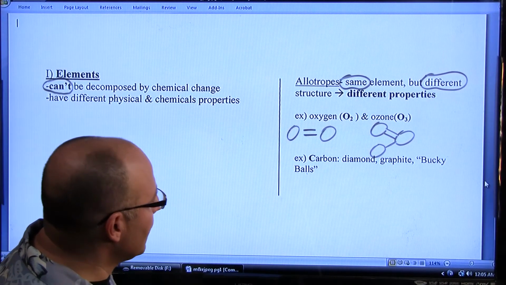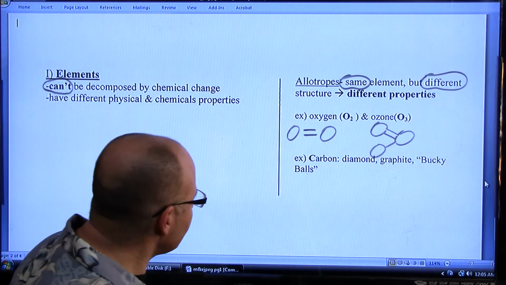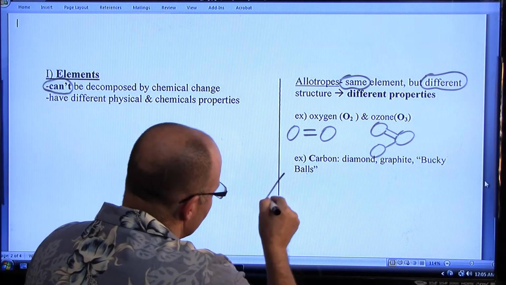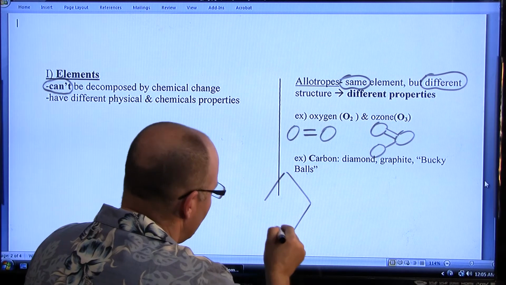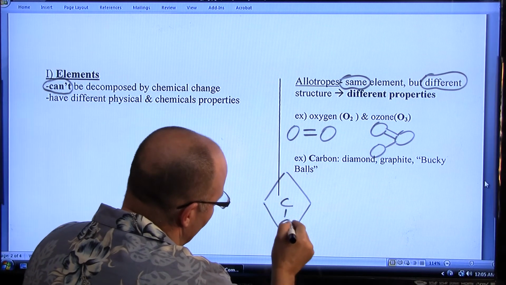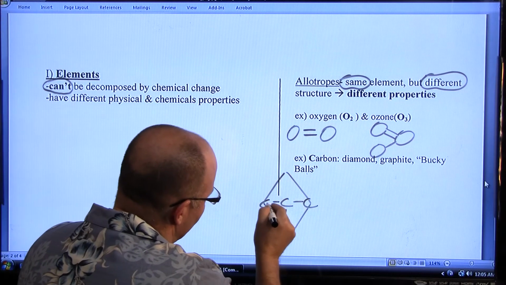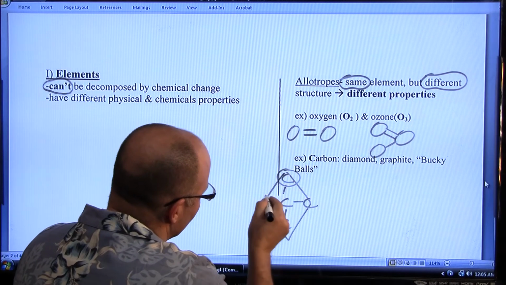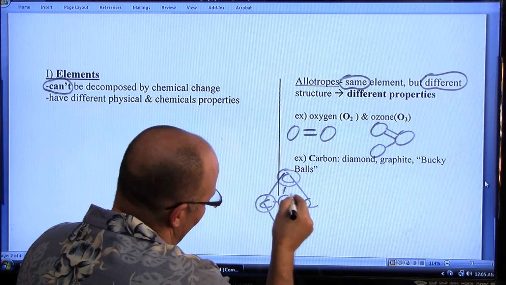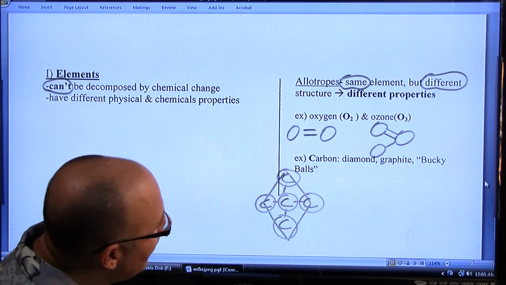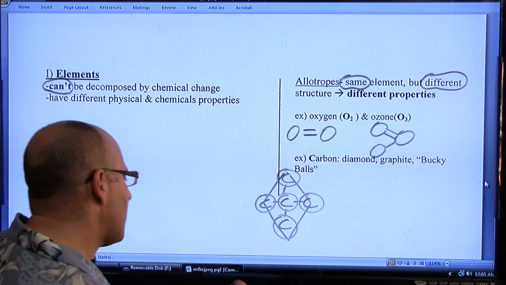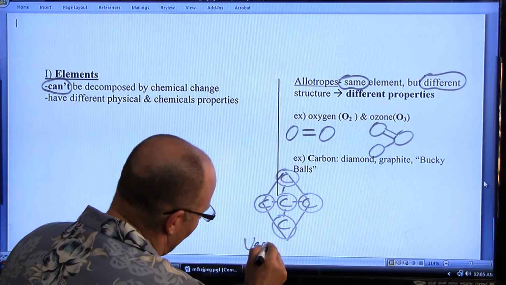And then more commonly tested are the allotropes of carbon, which would be diamond. So let's draw a diamond here, which maybe you didn't know consisted of just carbon, the tetrahedral arrangement. So this would represent the carbon atoms, very tightly packed, and that's what makes diamond such a hard substance. It's very hard.